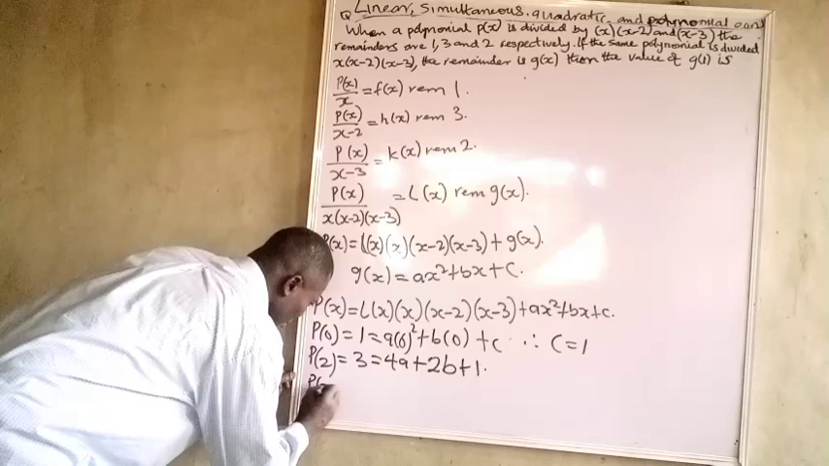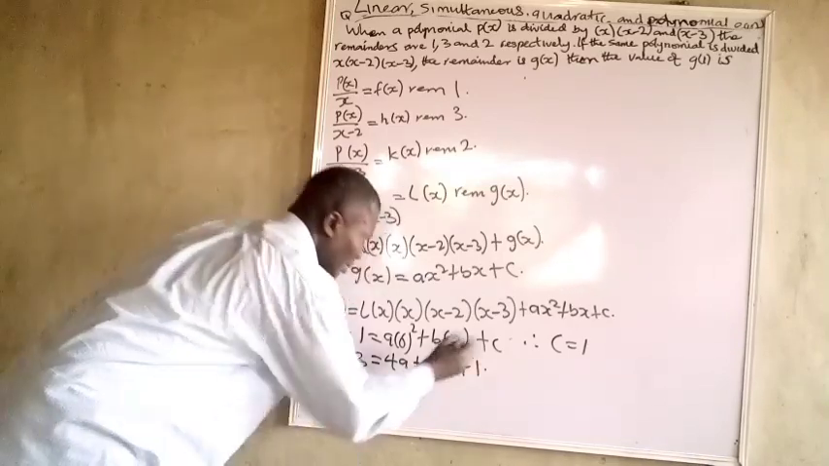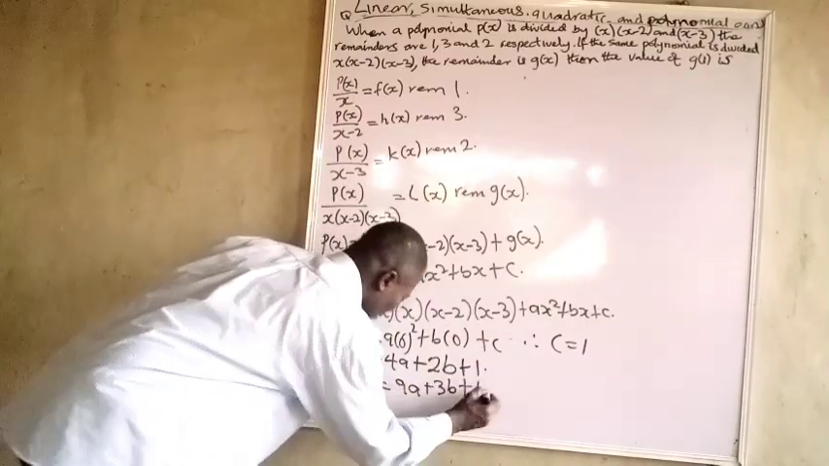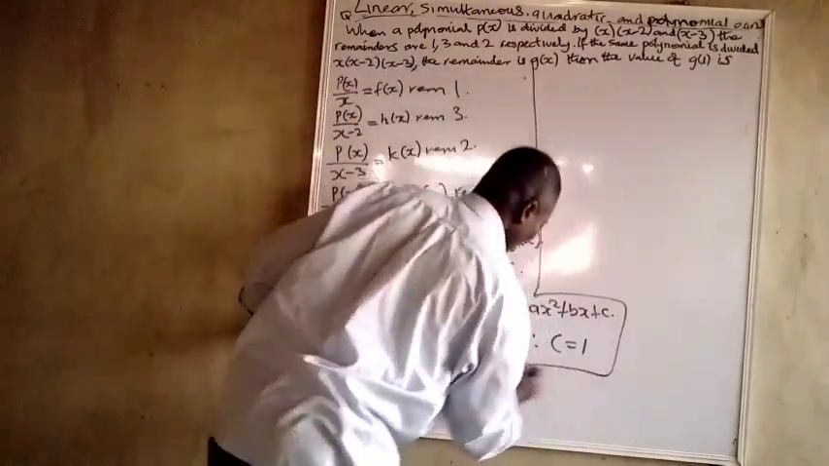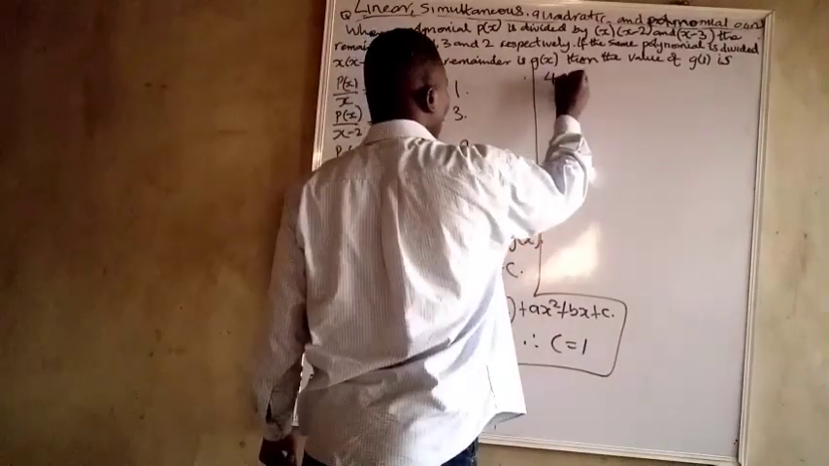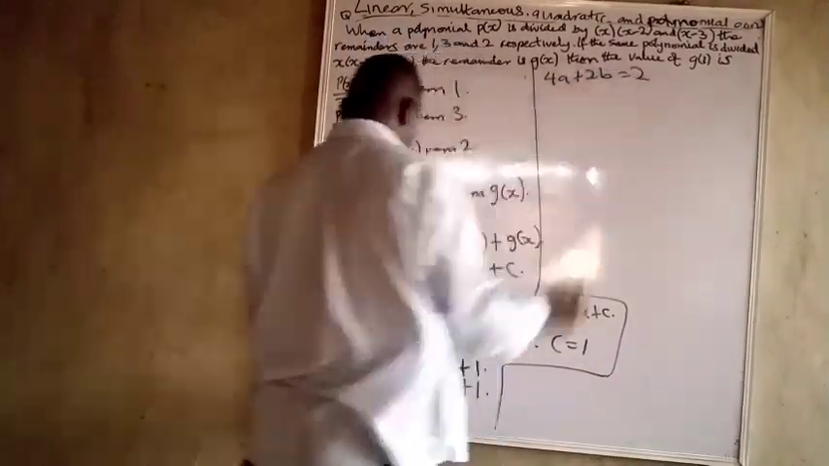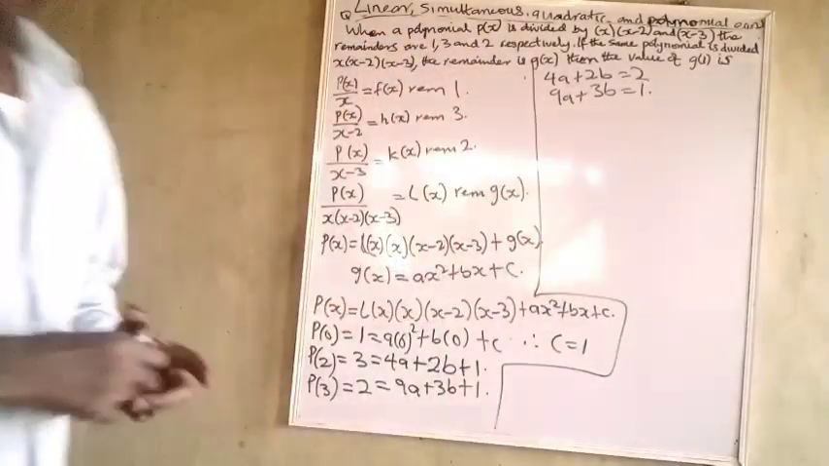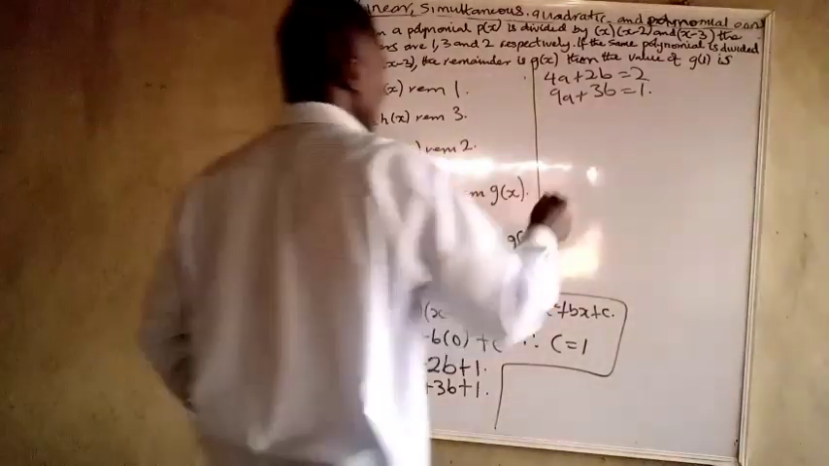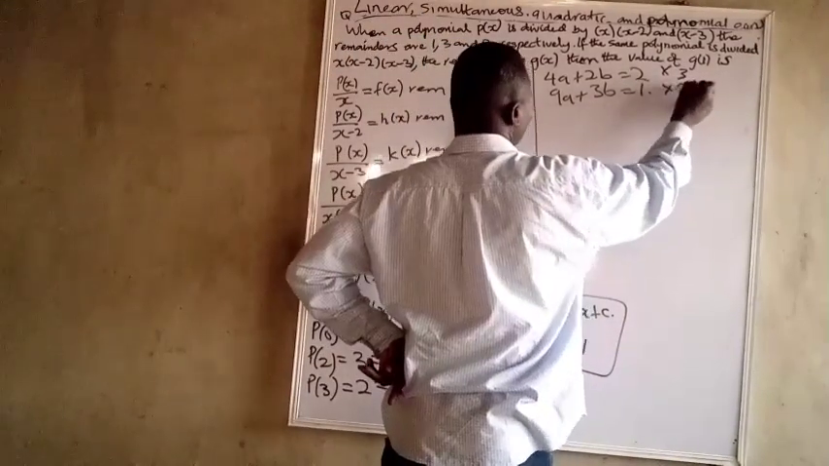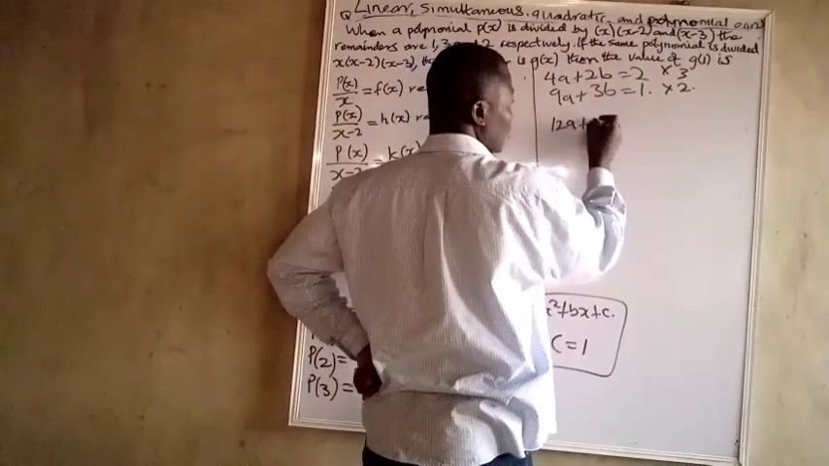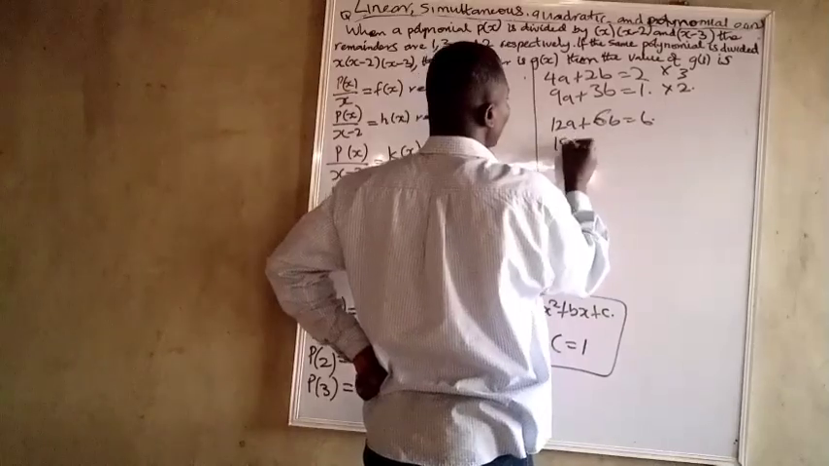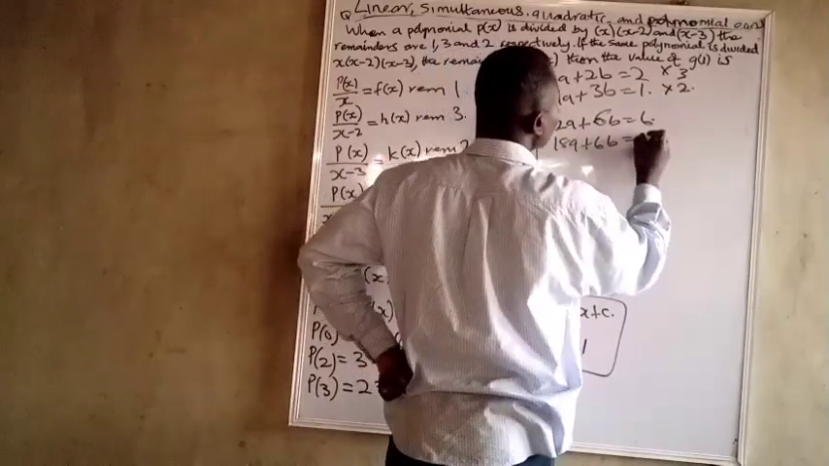When it is 3, it is 2. And that will be 9a, because here will be 0. 9a + 3b + 1. Therefore, 4a + 2b is equal to 2, and 9a + 3b is equal to 1. Now, for ease, let me multiply this one by 3, this one by 2. So I have 12a + 6b is equal to 6, and 18a + 6b is equal to 2.